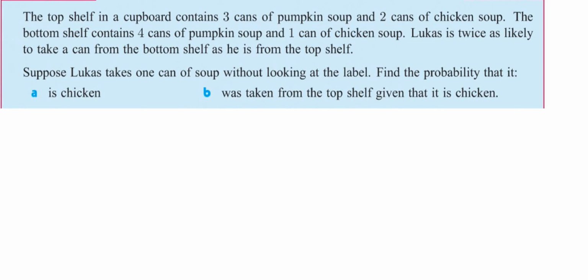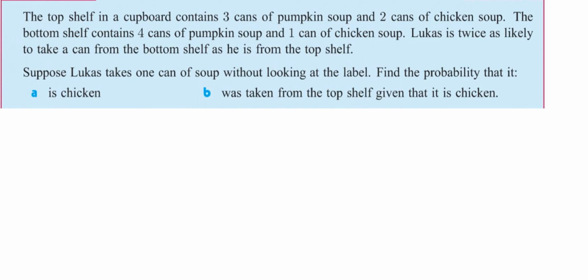The top shelf in a cupboard contains 3 cans of pumpkin soup and 2 cans of chicken soup. The bottom shelf contains 4 cans of pumpkin soup and 1 can of chicken soup. Lucas is twice as likely to take a can from the bottom shelf as he is from the top shelf. Suppose Lucas takes 1 can of soup without looking at the label. Find the probability that it fits these categories.